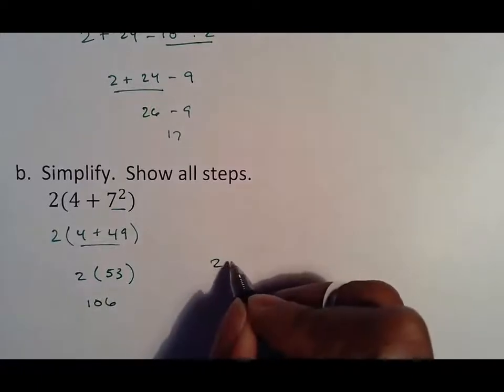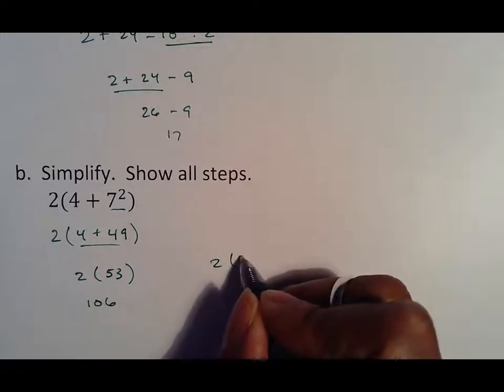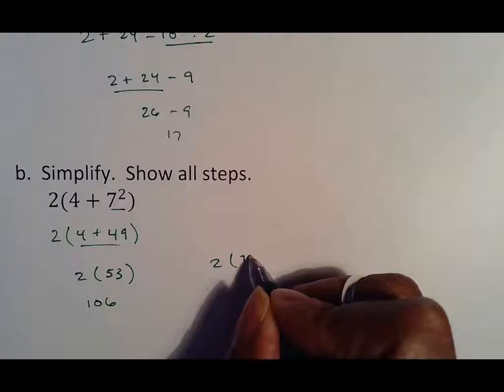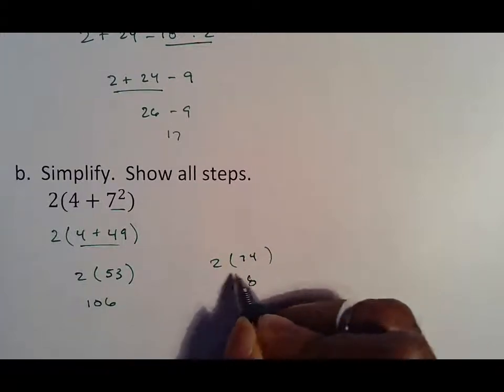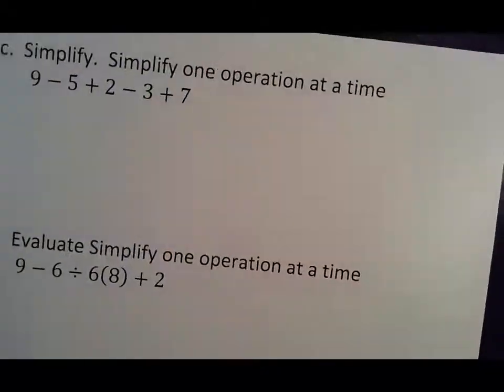If you did 2 times 74, it would be an 8 and a 14 in front, and it would just end up that way. So again, just kind of using that if you get the chance.